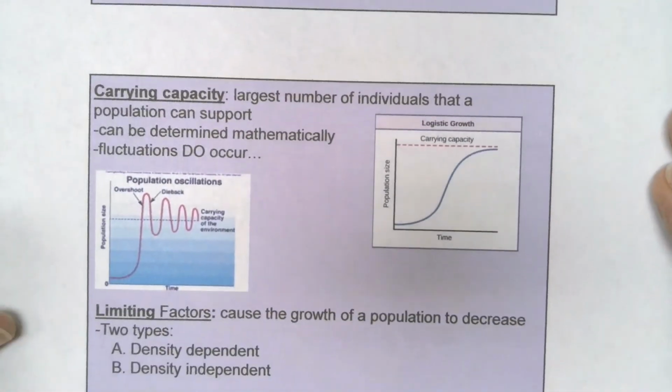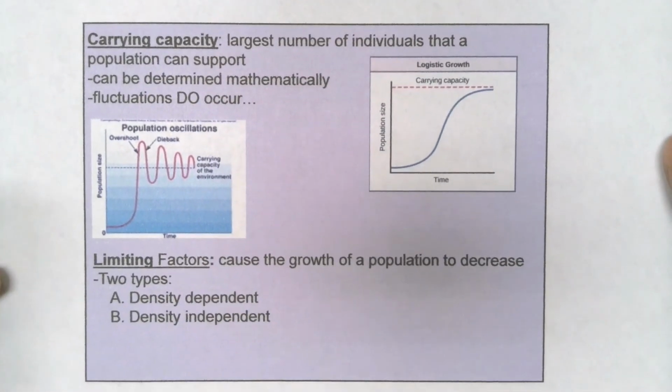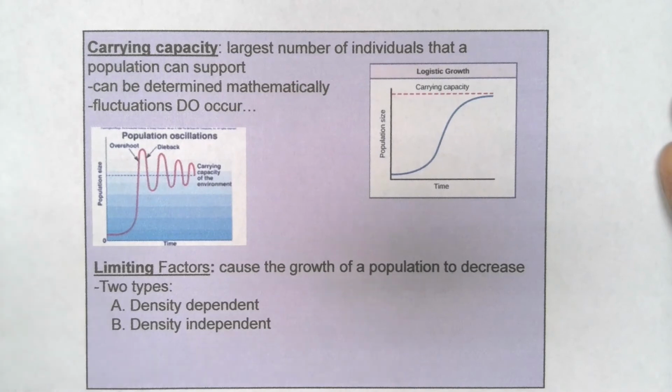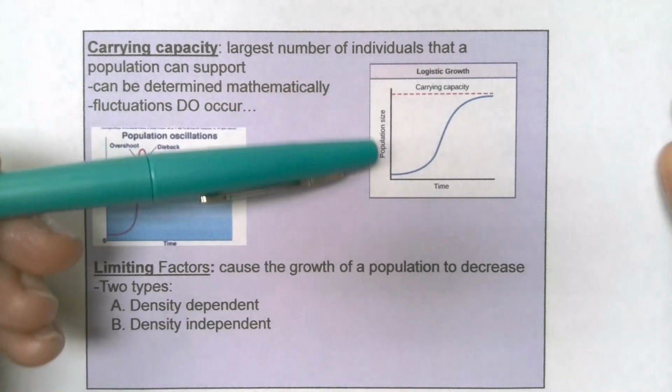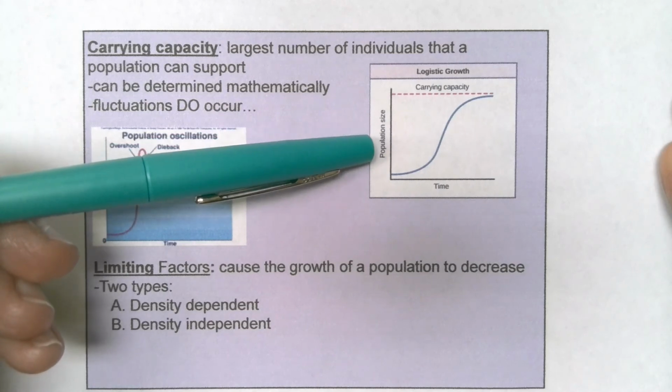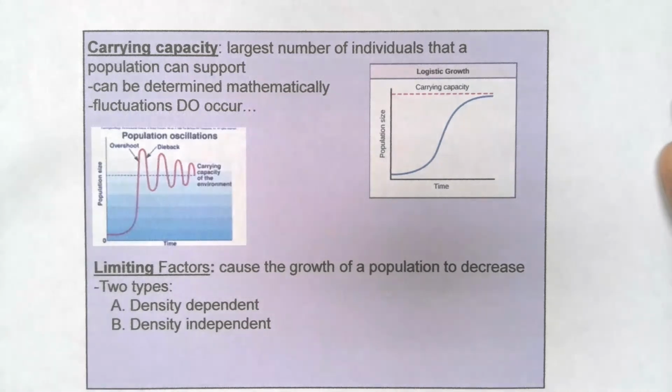So carrying capacity is defined as the largest number of individuals that a population can support. Obviously depending on the population that we're talking about, that number could be millions, it could be 10, if you're talking about something that's a top predator, for example, and I don't really mean 10, but you know what I mean, it can just be different sizes. And this can be determined mathematically, which we don't really do.